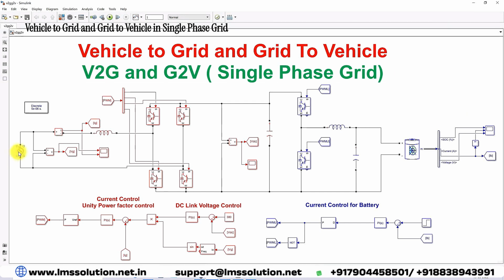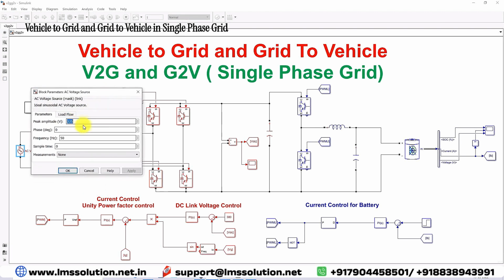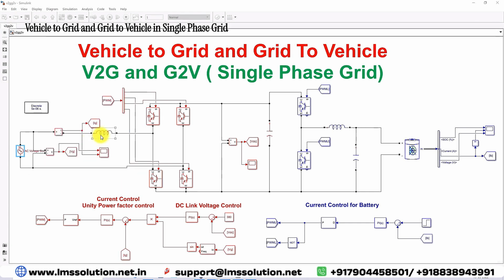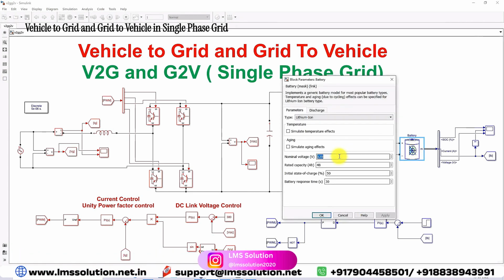This consists of a single phase grid whose voltage is around 325. That means for 230 volt RMS, the peak amplitude is always 325 volt, and here we consider the frequency of the single phase grid to be 50 hertz. Then this is the source inductance, and this is the single phase bridge inverter, and this is the DC link capacitor, and this is the bidirectional DC to DC converter. It is a bidirectional buck boost DC-DC converter. It has two switches, then a filter inductor and capacitor, and then this is the battery. Here we are using a 120 volt battery and the rated capacity is 48 Ah.